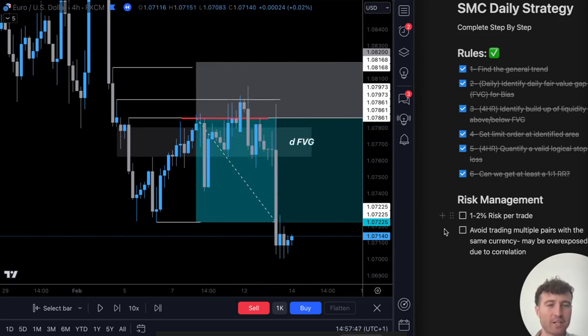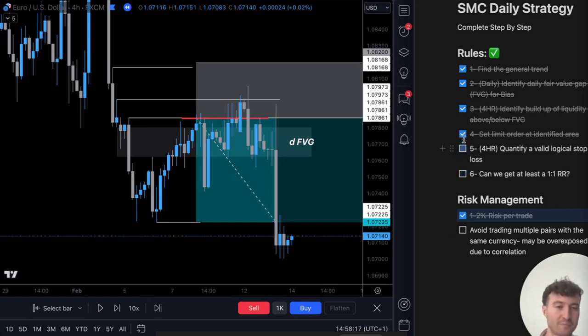And then in terms of risk management, 1 to 2% risk per trade, ensure that is what you're using. Anything more is essentially gambling and you're fully leveraging, unless you're on a personal account where you're happy to take on the risk. But for the most part, 1 to 2% risk per trade is logical, and avoid trading multiple pairs with the same currency. You may be overexposed due to correlation.